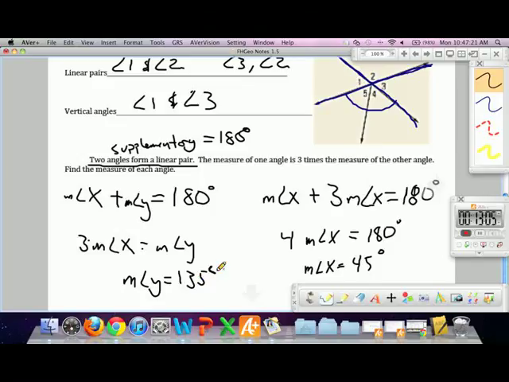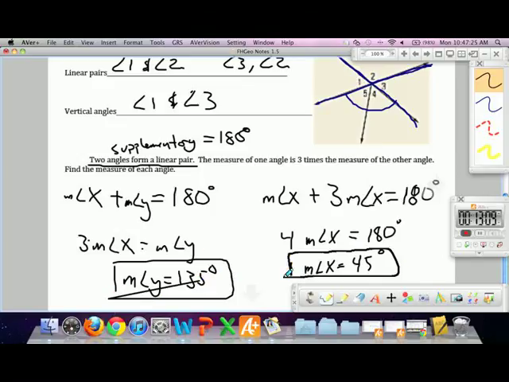Okay. Basic angle pair relationships. We're going to be using these throughout the year. As we come across more and more angle pairs, we're going to be using them more and more and more.